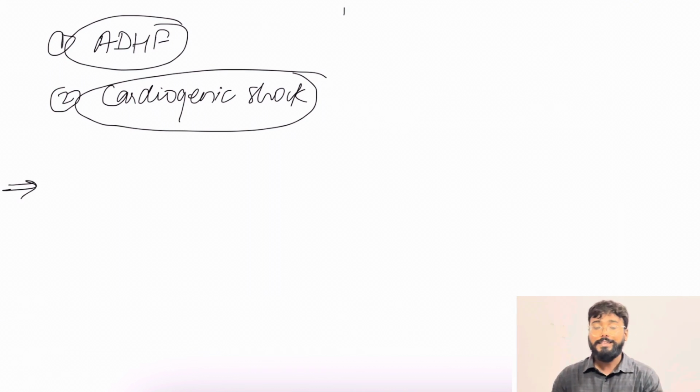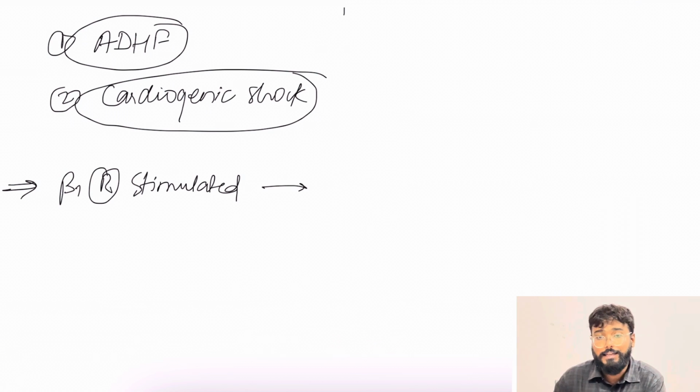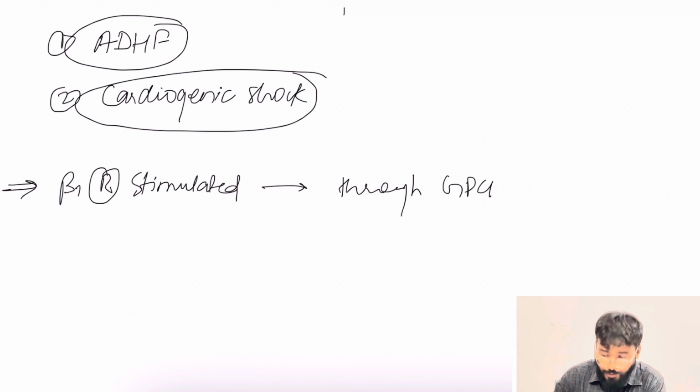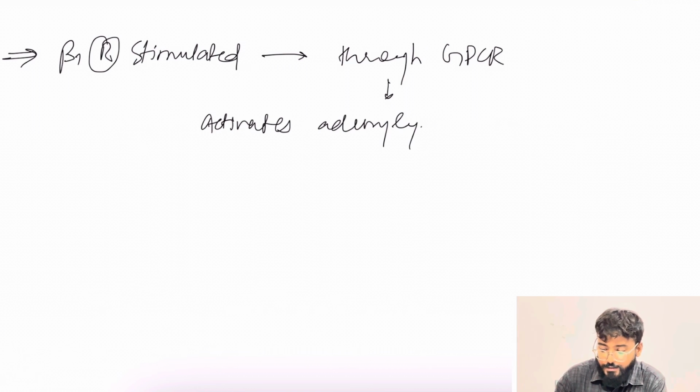So whenever these agents bind to the beta receptor, primarily the beta 1, so whenever this beta 1 receptor is stimulated by these agents, this signal is going to get carried out through G protein coupled receptors. This G protein coupled receptor in turn activates your adenylyl cyclase.